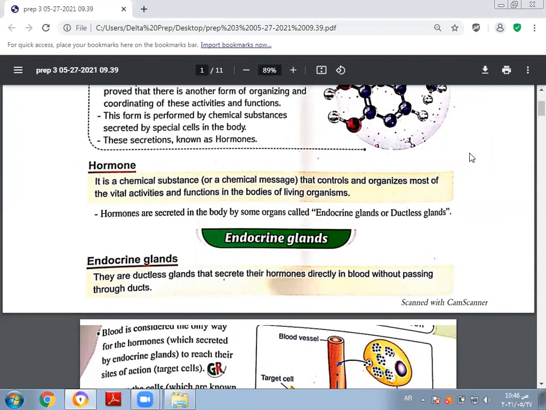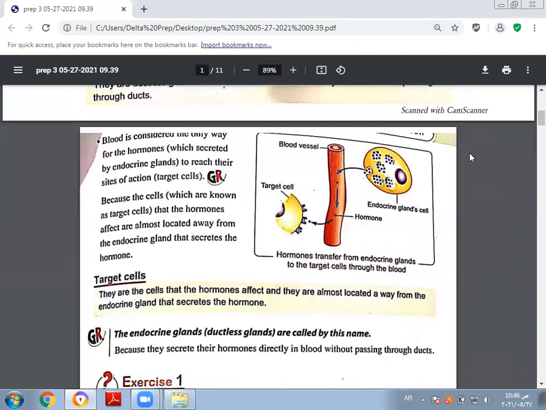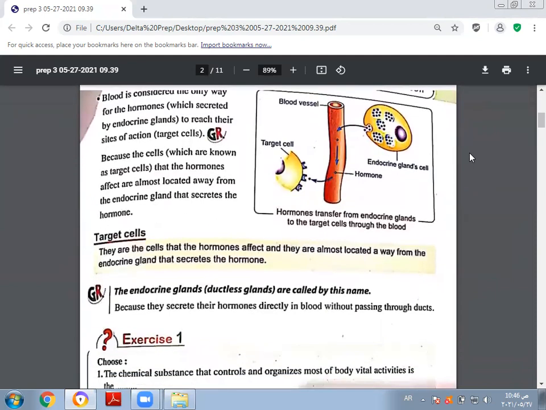So what is meant by endocrine glands? They are ductless glands that secrete their hormones directly in the blood without passing through ducts. Blood is considered the only way for the hormones secreted by endocrine glands to reach their sites of action or target cells, because the target cells that the hormones affect are almost always located away from the endocrine glands that secrete the hormone. So we need the blood to transfer these messages.